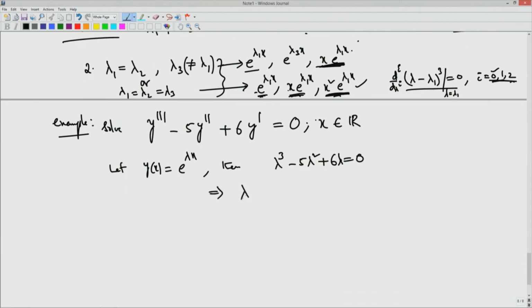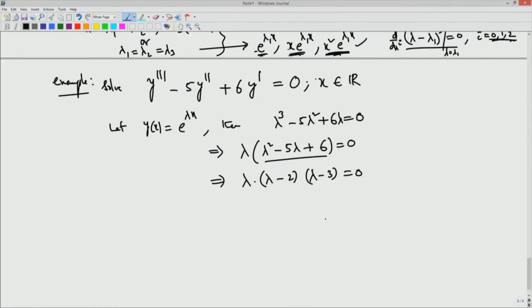This implies lambda into lambda square minus 5 lambda plus 6 equal to 0. So, what are the roots here? So, lambda minus 2, lambda minus 3, you can easily find. Okay. This is a quadratic equation, you know how to find the roots. Okay. So, you can do this: minus 2 minus 3, so you have minus 5, 2 into 3, 6, so it is easy. So, these are the roots, lambda is 0, 2, 3.